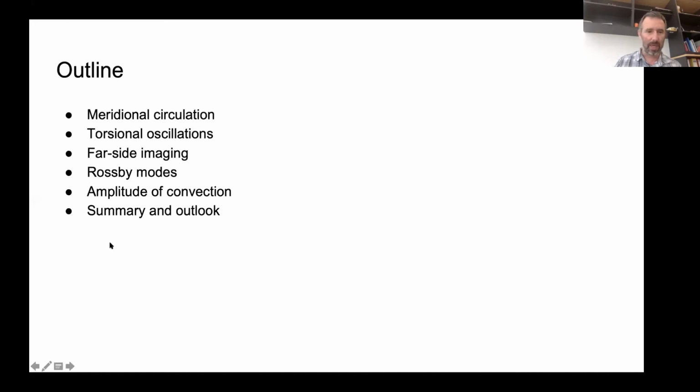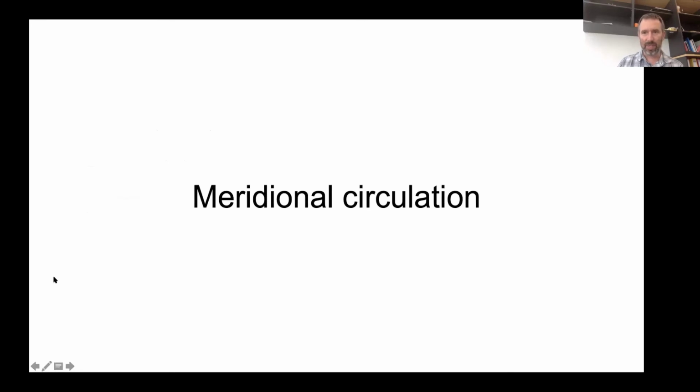So with that, we'll talk about meridional circulation a little bit and torsional oscillations. I'll have one slide on far side imaging because I think it's cool. And then we'll go into a little more detail on some recent results about Rossby modes and the amplitude of convection. So let's start with meridional circulation.